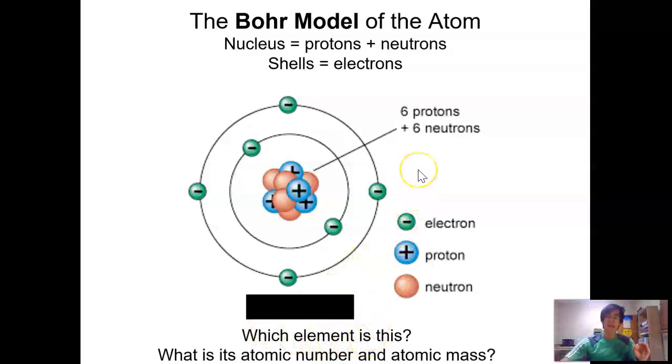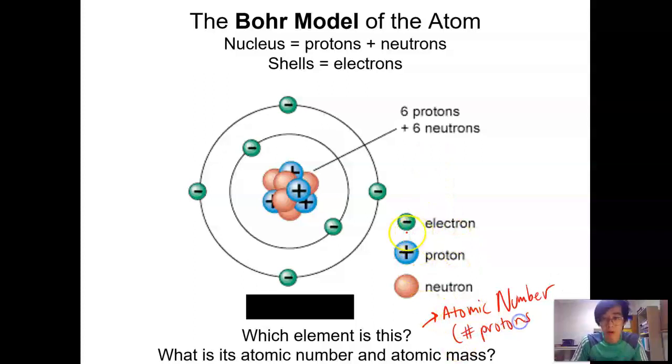The main thing to remember is that, like I said before, you need to look at the atomic number, which distinguishes an element, because every element has a unique atomic number. How do you know the atomic number, and what does that tell me? You look at the number of protons. So that's the positive particles right here.